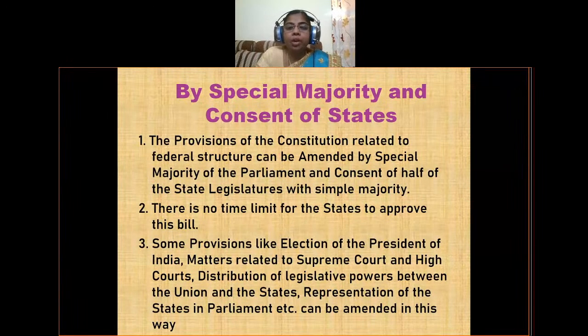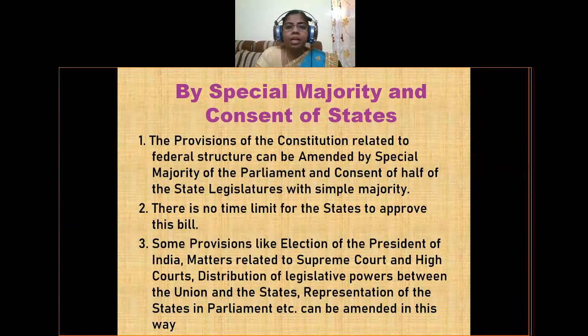So those are election of the president. Already you learnt in your previous classes how the president will be elected. Okay, so the president will be elected through an electoral college. So that procedure or method can also be amended through this method. Okay, so matters related to Supreme Court and High Courts, that means appointment of the judges of the Supreme Court and High Courts, their salaries, their allowances, their promotions, transfers, the matters related to Supreme Court and High Courts will be amended by the special majority and consent of states.